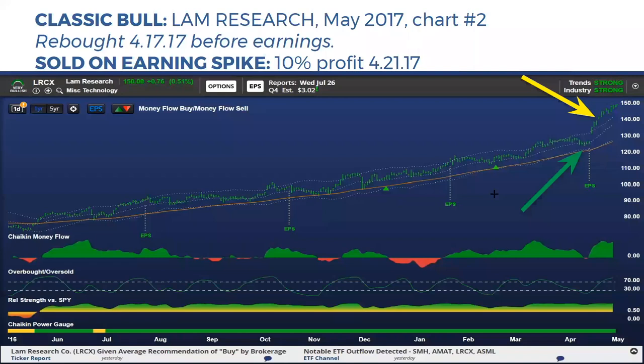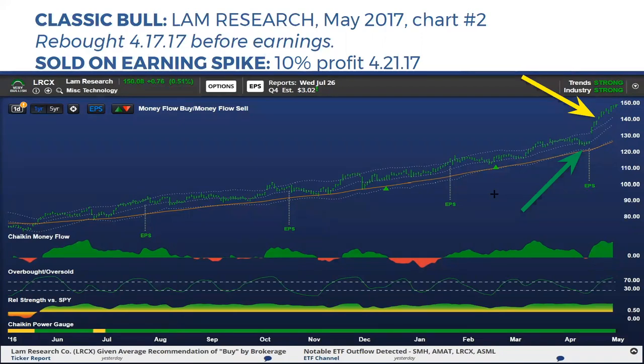So I bought it on that dip at 126 the day before they reported earnings. They came out with a really strong report and they spiked up 10%. And I sold it 3 days later. But Josh, I think you might want to address the money flow there. I mean, look at that money flow coming in.